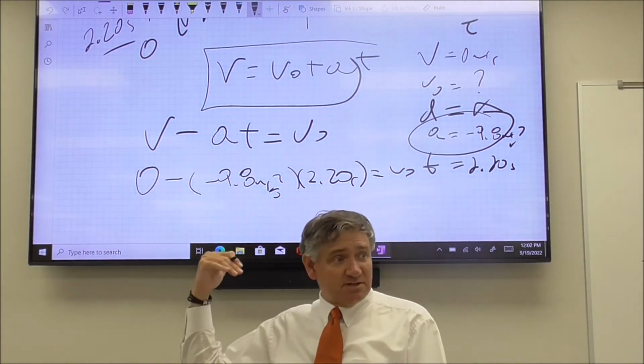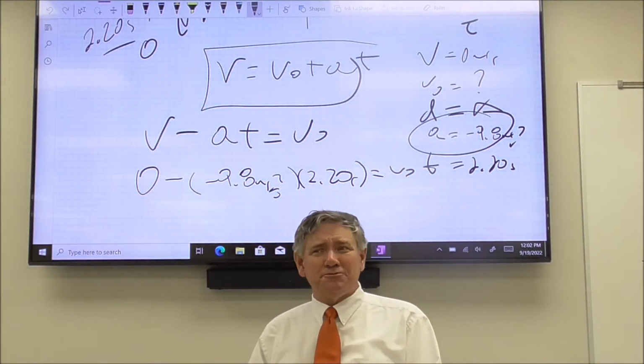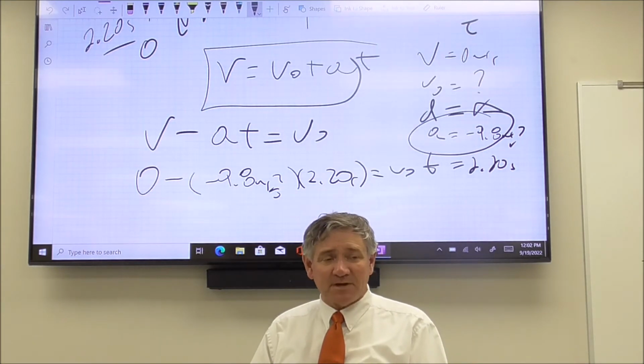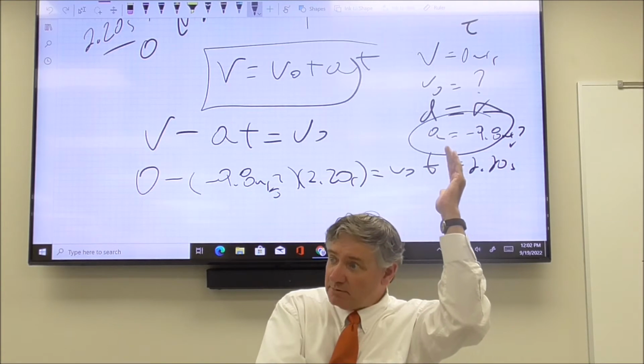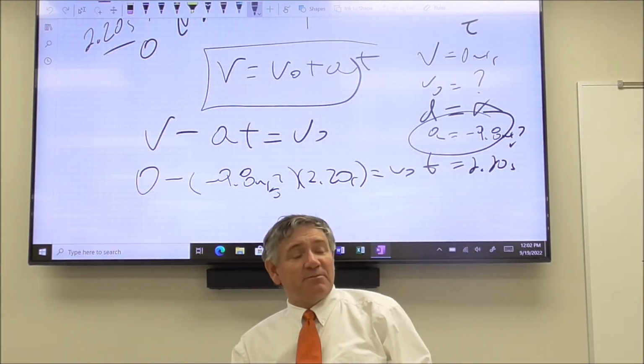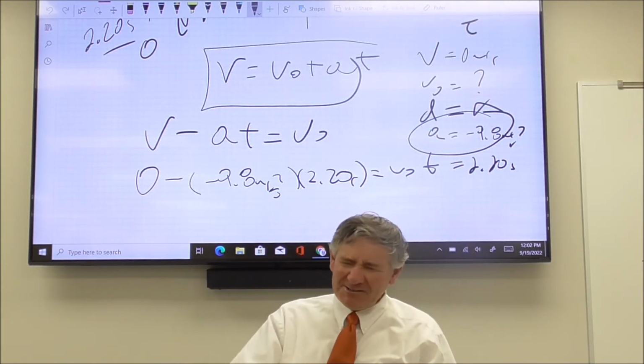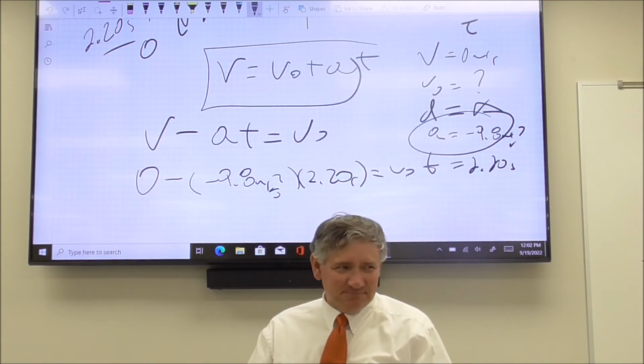So if you do this and you get a negative velocity, something's wrong, okay? You're not going to launch this thing up in the air by shooting the ball down, okay? And if you get a negative number, don't say, oh, I'll just ignore it. It's okay.